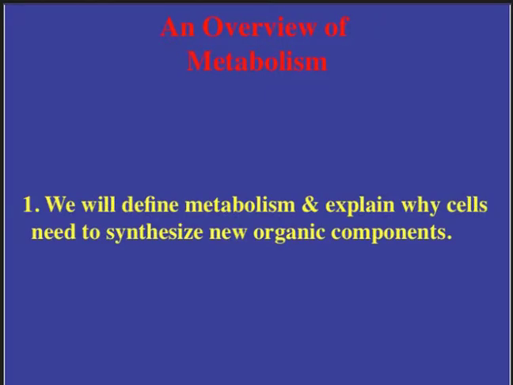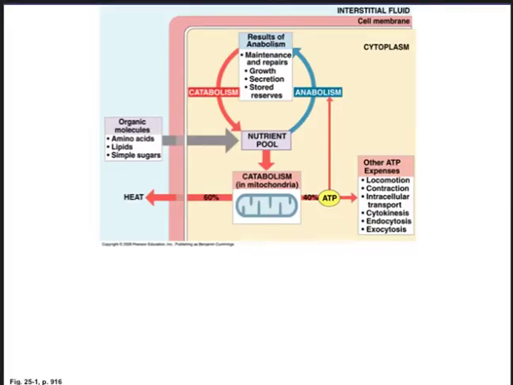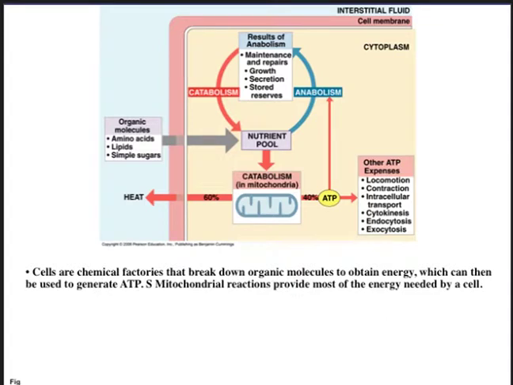So, we'll define metabolism and we'll explain why cells have to synthesize new organic components. What you're looking at here is a diagram of the cell membrane, the cytoplasm, and the mitochondria. This is an overview of the different chemical reactions that happen in each of these compartments. Cells are chemical factories. They break down organic molecules to obtain energy, and they can then use this energy directly to generate ATP. Mitochondrial reactions provide most of the energy that a cell needs.